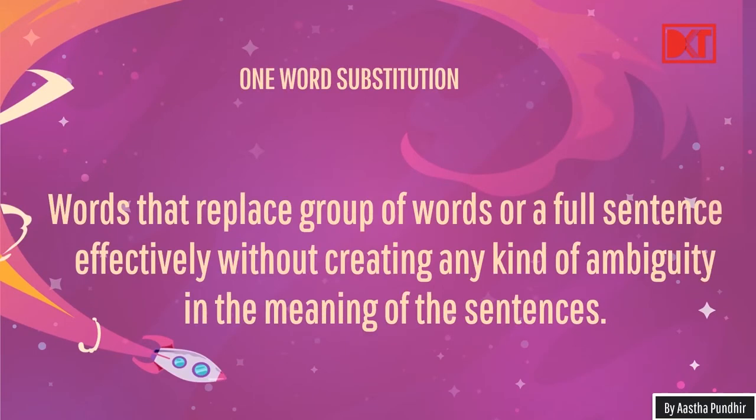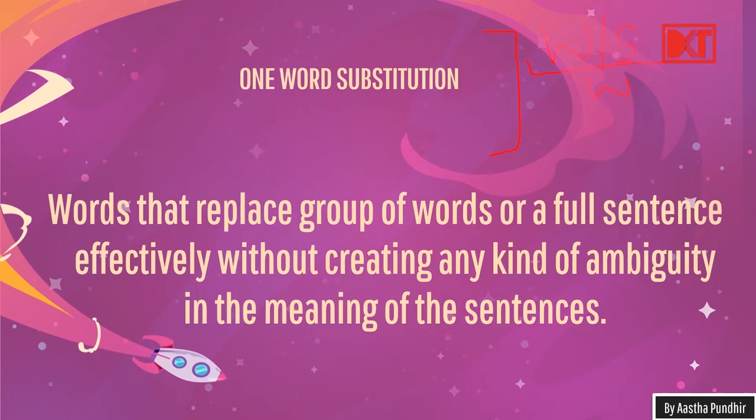Alright, so what one word substitution signifies is, what do we mean by it? We are going to have words that replace a group of words or a full sentence effectively without creating any kind of ambiguity in the meaning of sentences. Which means one word substitution is what? We will either have a group of words or a sentence which will be replaced by another word in such a way that there will not be any kind of ambiguity in the meaning of sentences. Ambiguity means there will not be any kind of confusion in the meaning of sentences.